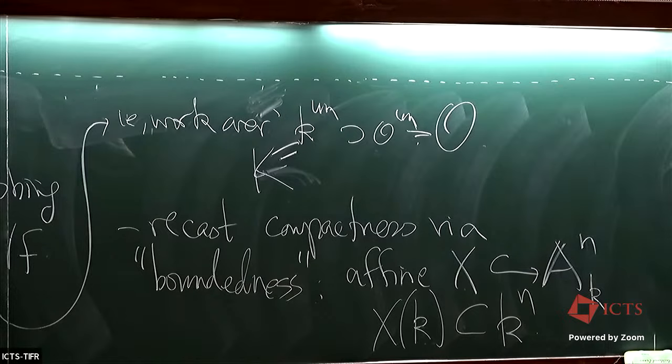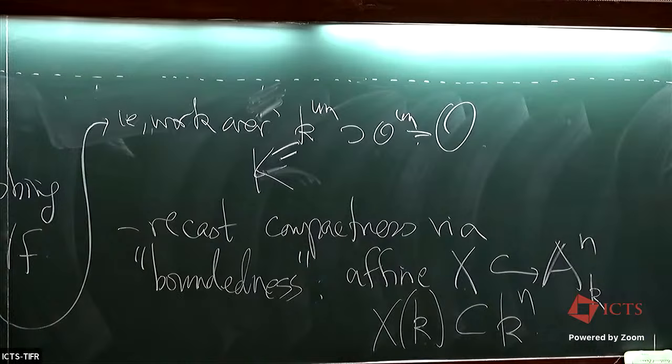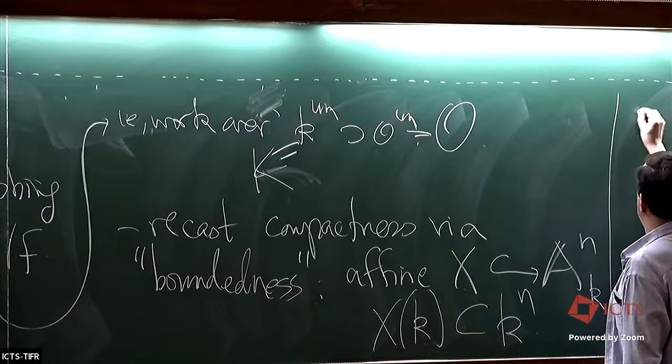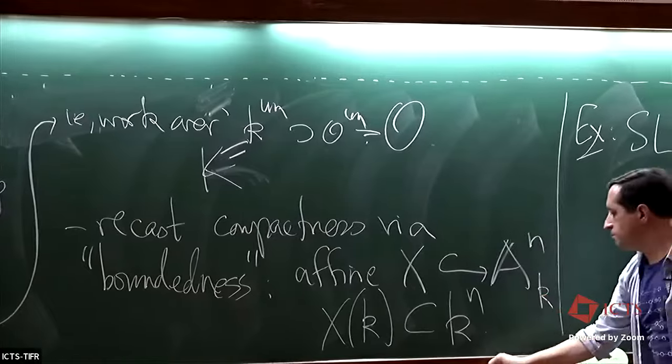So maybe we'll just make that the remark. Just bear in mind that we will need to go beyond local fields to have an algebraically closed residue field. But let's now turn to the next example, which is SL_N.